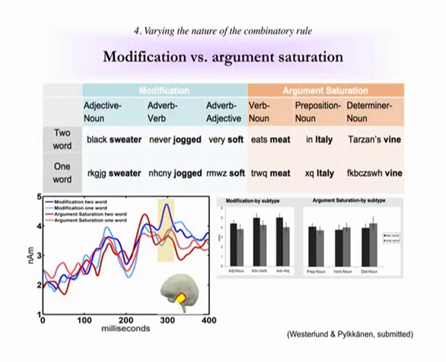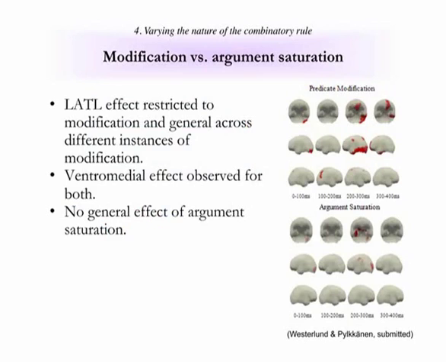And so what we see here is that the left ATL effect seems to be specific to modification. And nicely, the effect really generalizes across the 3 different types of modification. So it's not just an effect of adjectival modification of nouns, but there's some generality. The whole brain data tell us that, although the left ATL effect seems to be specific to modification, the ventromedial effect is observable in these data. So again, some evidence for generality. And we didn't find any generalization about the argument structure cases, the argument saturation cases, which is something interesting.